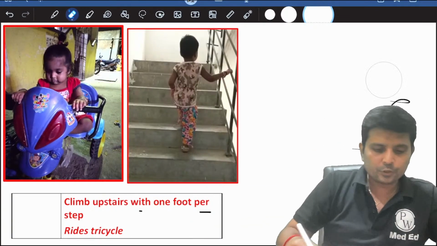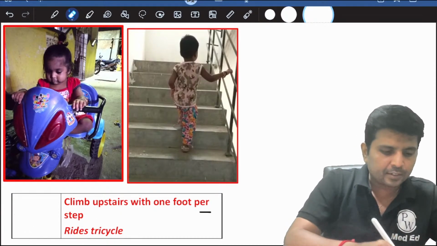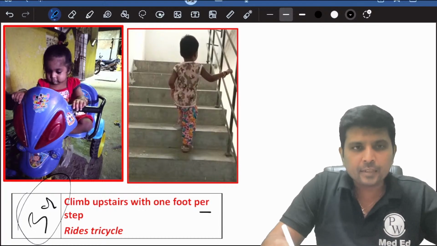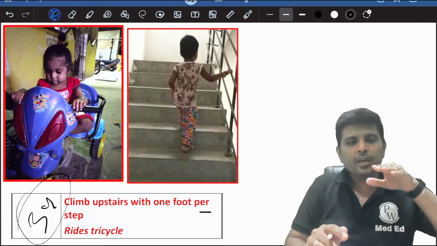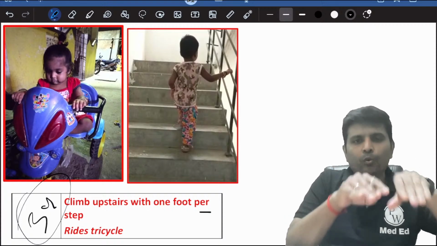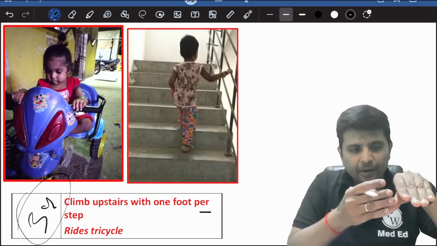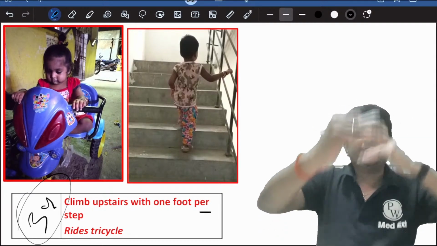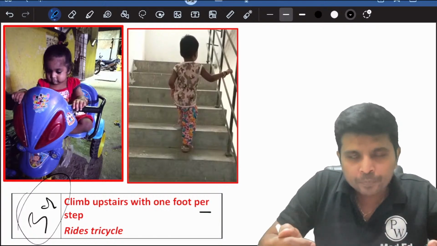About 3 years. So look at this. Tricycle means 3 wheels, and that's how you remember: tricycle means 3 years. And then alternate steps upwards. That is, you cannot keep both feet on one step. You will keep one foot on one step and use another step for your next leg. So alternate feet rather than simultaneous steps on one step.